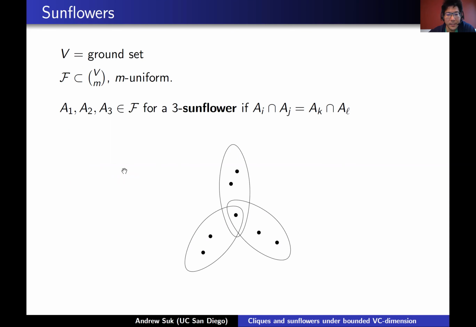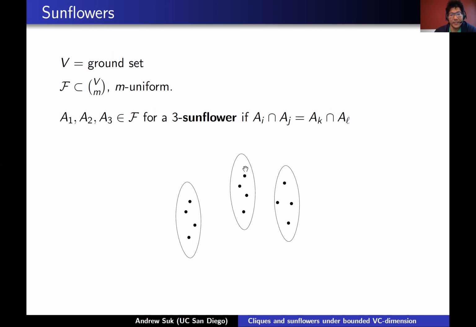So I guess this is a picture of a 3 sunflower. If I pick any 2 sets, they intersect exactly on this vertex here. And this intersection here is often called the core, and then these things out here, the set minus the core, they're often called the petals. And I should note that 3 pairwise disjoint sets is a 3 sunflower because they pairwise intersect on exactly the empty set.